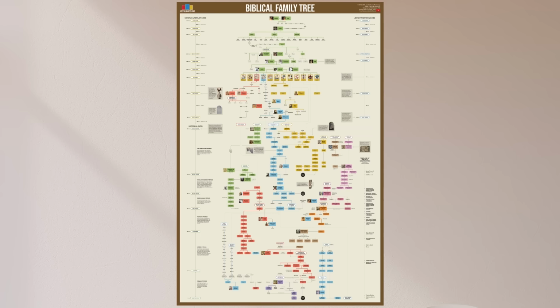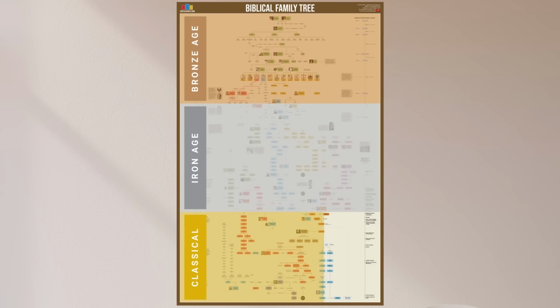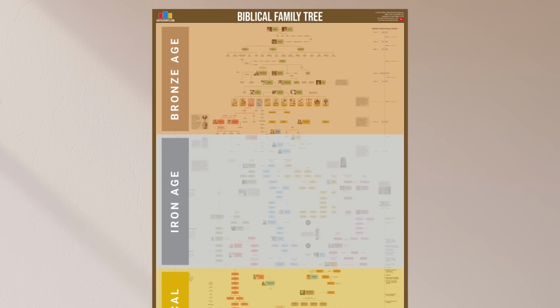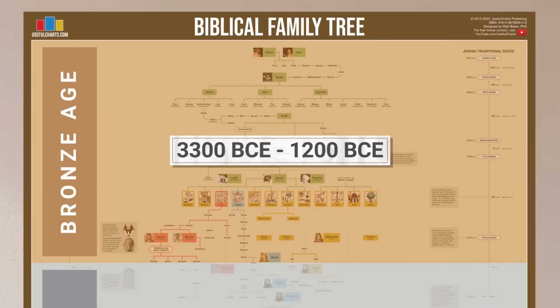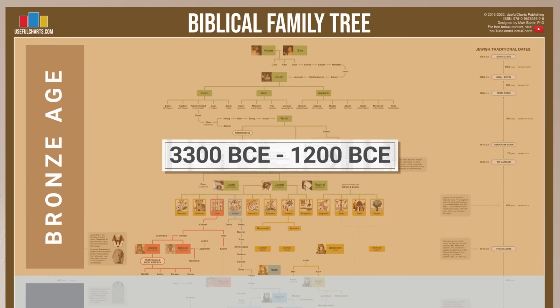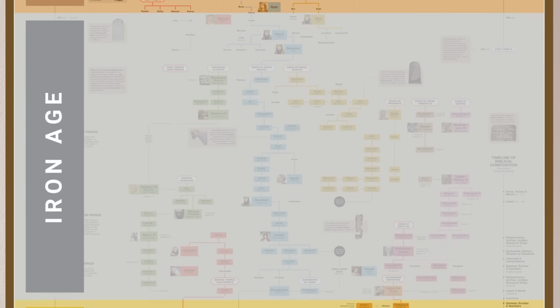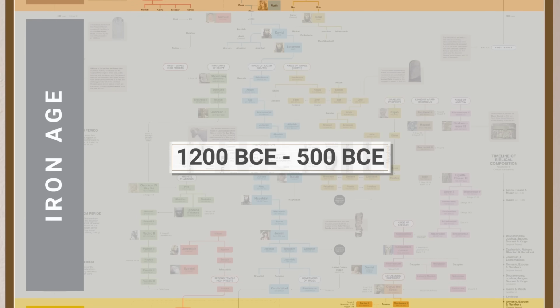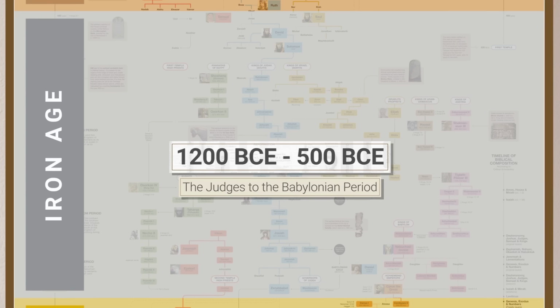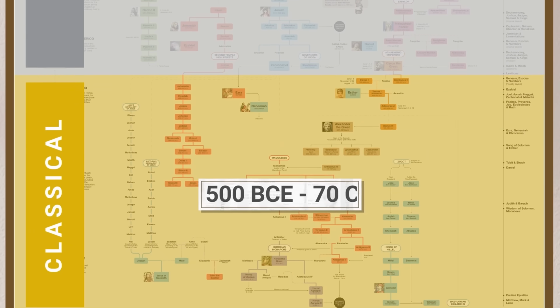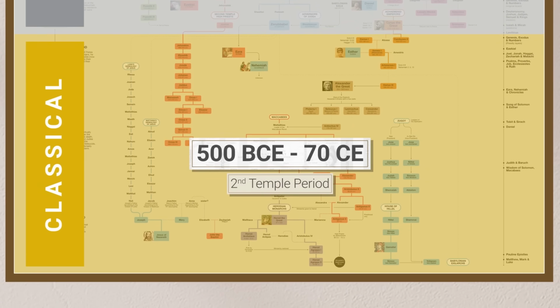Basically, ancient history can be divided into three main periods: the Bronze Age, the Iron Age, and Classical Antiquity. The Bronze Age goes from around 3300 to 1200 BCE. So in terms of the Bible story, this covers everything from shortly after Adam and Eve to the time of Moses and Joshua. The Iron Age then goes from around 1200 BCE to 500 BCE. So that covers everything from the period of the Judges to the destruction of the kingdom of Judah by the Babylonians. Finally, everything from 500 BCE onwards is what we call Classical Antiquity.